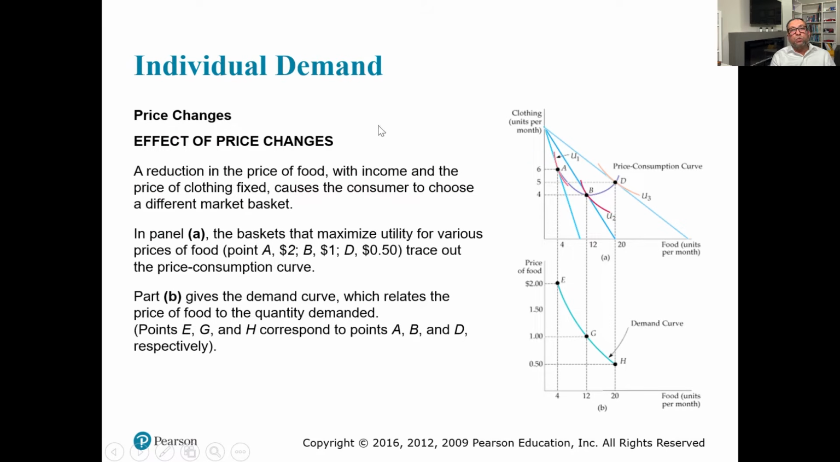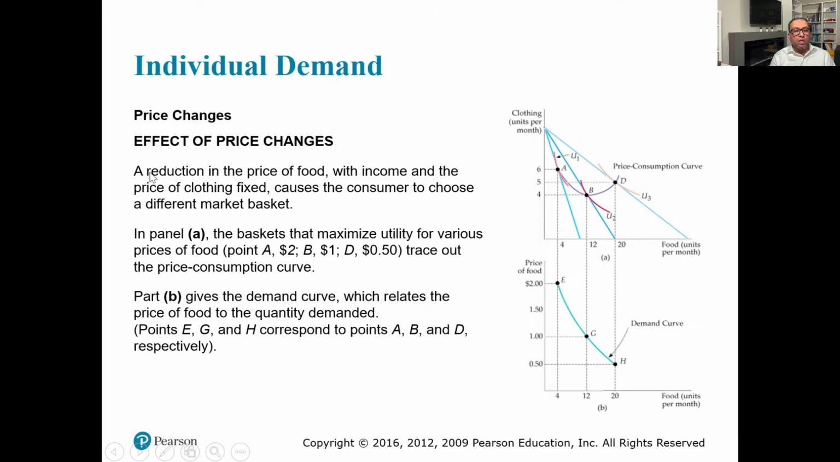The first thing we're going to do, as in our previous chapter, is try to find out the bundle the consumer is selecting between clothing and food. So we are using the same example here. So, effect of a price change. What we are trying to explain is the derivation of a demand curve if the price of one of the products is changing.